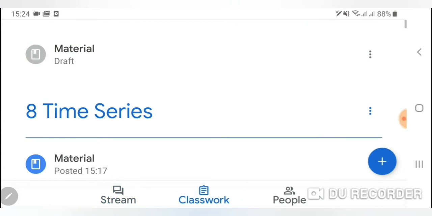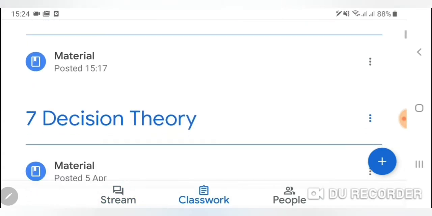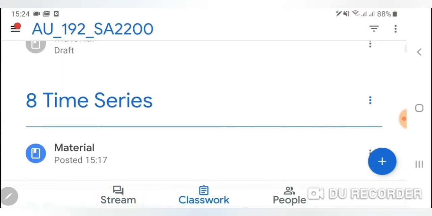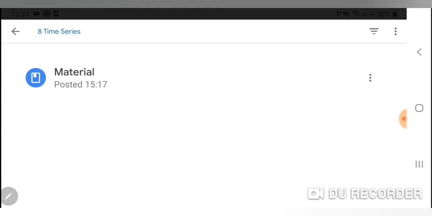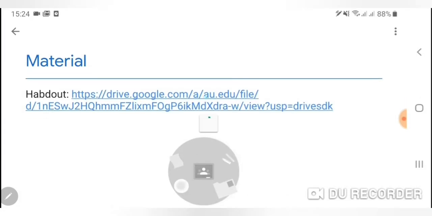Classwork, time series. Material, handouts, open.